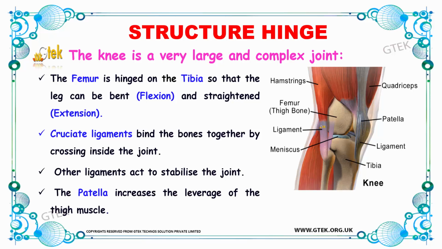If you see, we have the ligaments, which ensure that the bones are held together by crossing inside your joint. They don't allow too much movement of the bone. So these ligaments are known as cruciate ligaments. Your other ligaments over here will stabilize the joint and will ensure that the movement does not exceed.